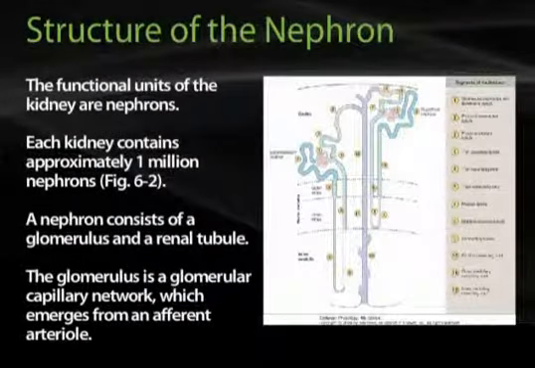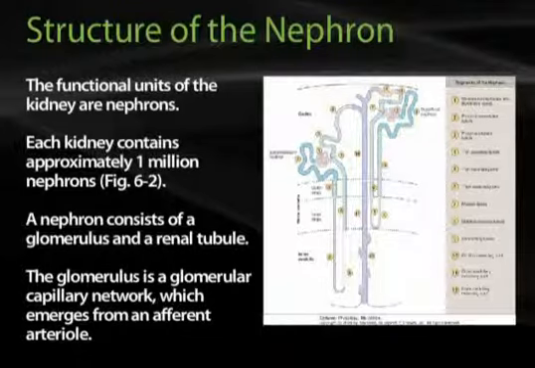Next, I refer you to Figure 6-2 on page 237 of the Costanzo text. This figure outlines the functional unit of the kidney, the nephron. Each kidney contains approximately 1 million nephrons. A nephron consists of the glomerulus and its associated renal tubular structure.